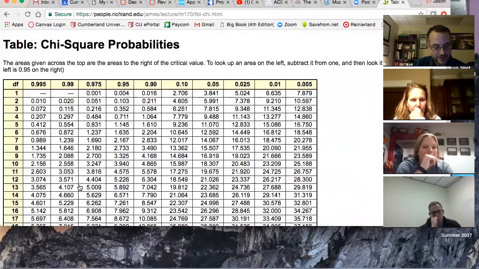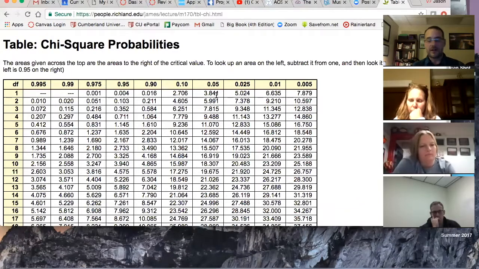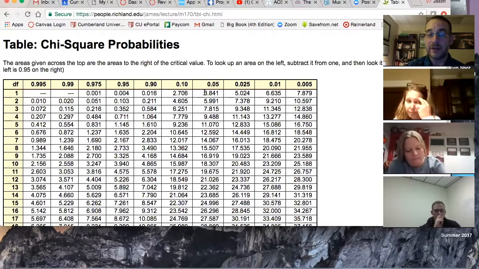So if we go down degrees of freedom and then over to 0.05, what is our critical value? 3.84. Yep, and we can see here with our chi-square probability table, at an alpha of 0.05 and degrees of freedom of 1, yes, 3.841. So that's our value. That's how we would use a chi-square table. We just need to know our degrees of freedom and where we have alpha set.